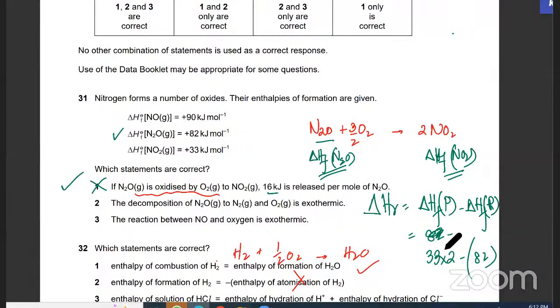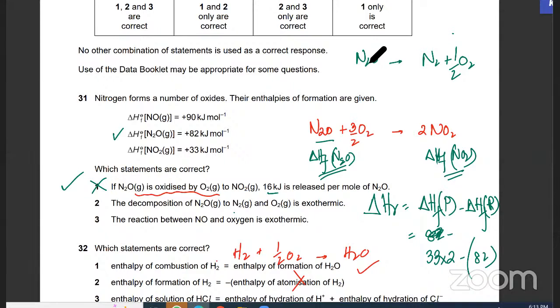As the next one, the decomposition of N2O to form N2 and O2. So N2O forming N2 and O2. Sir, isn't decomposition always endothermic? But I'm just checking, can we prove that using the data? Decomposition is endothermic, but the decomposition of carbonates and nitrates, we've studied that, right? So we're not really sure what decomposition is. Decomposition usually is endothermic, but you can calculate this as well.